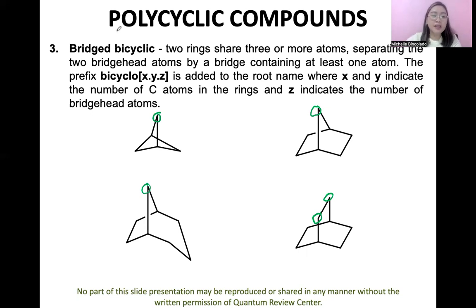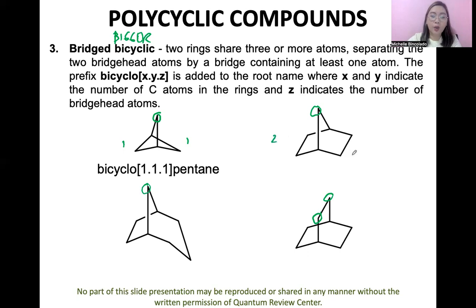Again, guys, dahil bicyclic pa rin to, no? We start counting sa bigger ring. And then Z indicates the number of bridgehead atoms. Ayan. So, isa lang yung compound dito na may dalawang bridgehead atoms. So, let's count, guys. So, ito ay may isang carbon dyan. Ang name niya, bicyclo 111 pentane.